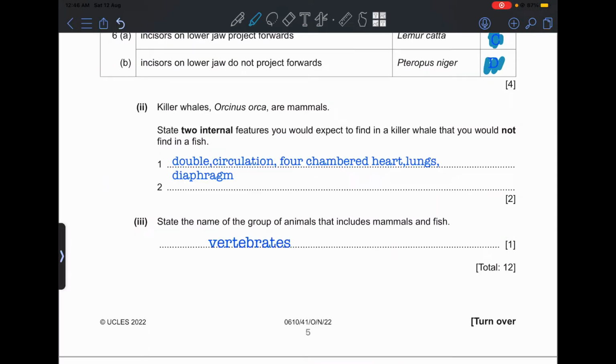Double I, killer whales, a species, are mammals. State 2 internal features you would expect to find in a killer whale that you would not find in a fish. This is going to be killer whales are mammals, and fish actually do not have double circulation. We all know that fish has a single circulation, and they don't have a four-chambered heart or lungs. They have gills instead. These act as lungs for the fish, but they are not lungs. And of course, they don't have a diaphragm because this is something found only in mammals.